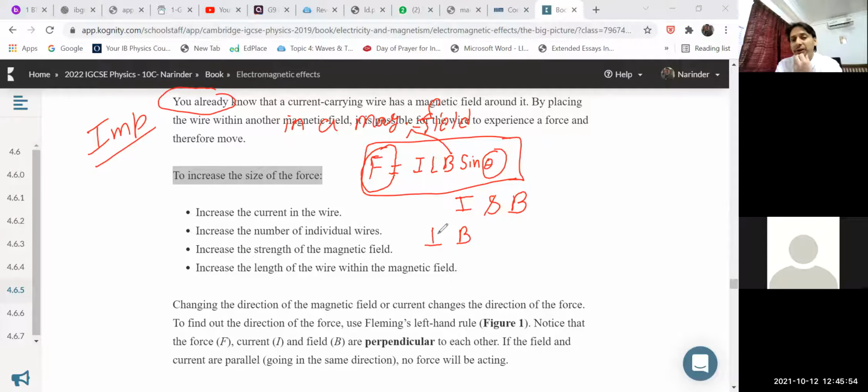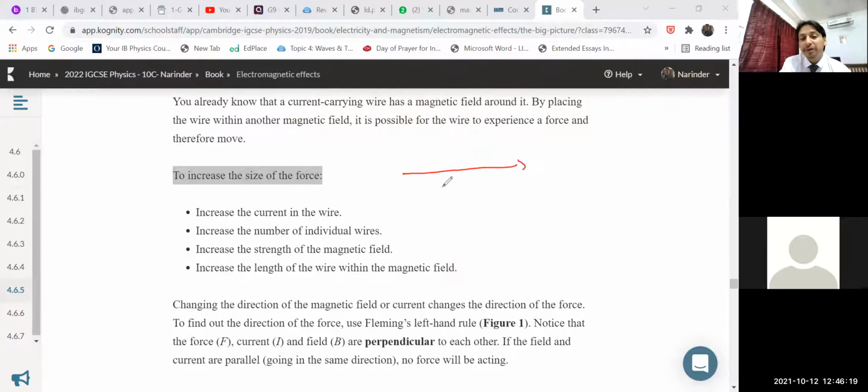It's mathematics, children. I hope you are aware of trigonometry. If you don't know, calculate in a calculator. Sine 90 degrees is 1. So the force will be maximum. If you keep the conductor perpendicular to the magnetic field, the maximum force will act on that conductor. And if you place the conductor parallel, suppose this is a, let me erase this point here, and let me make the magnetic field lines.